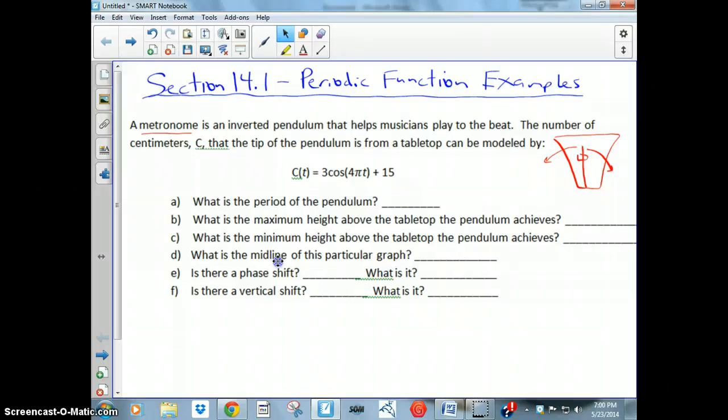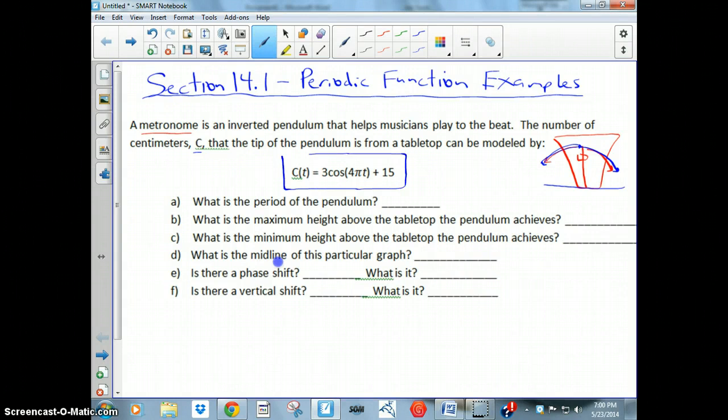The number of centimeters that the tip of the pendulum is from a tabletop. So here's the tabletop in blue. The tip of the pendulum obviously gets closer to the tabletop when it goes this way, gets further away, and then gets back closer again. So the number of centimeters C that the tip of the pendulum is from a tabletop is modeled by this equation in the blue box, where T is time in seconds, and C is in centimeters.